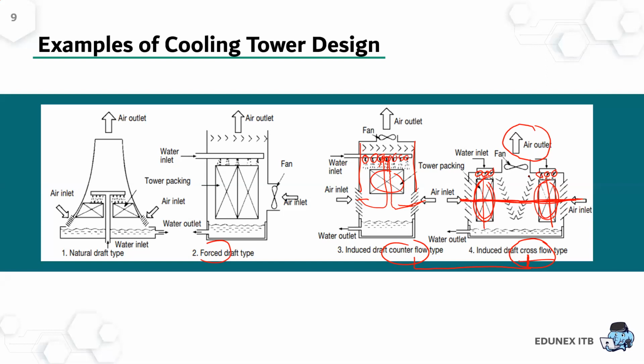Okay, so each type of cooling tower design, of course, has advantages and disadvantages, so the most suitable type can be selected. It depends on the conditions, such as the tower capacity, and also, for example, the installation area, and other parameters. But these two are the main parameters commonly considered to decide which type of cooling tower can be used for systems on an industrial scale.